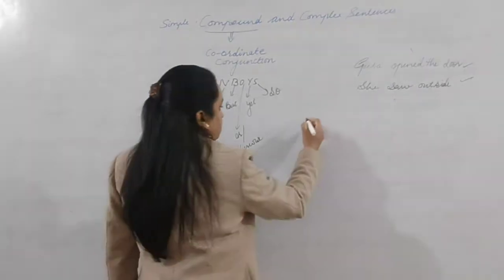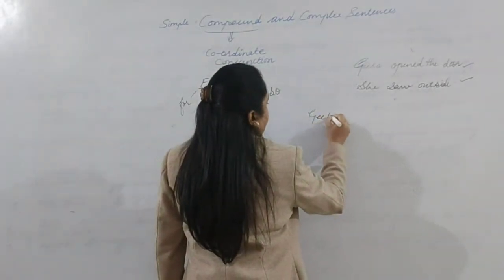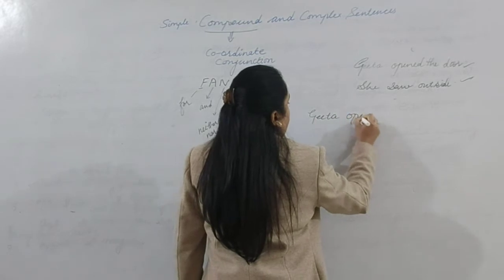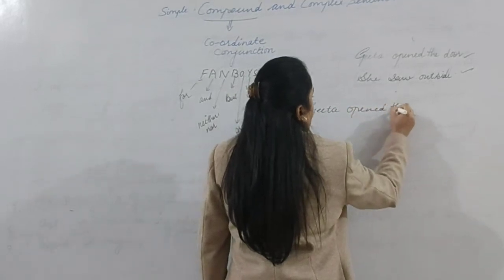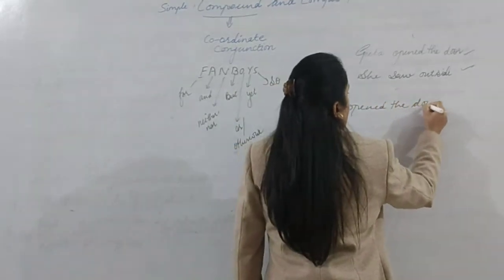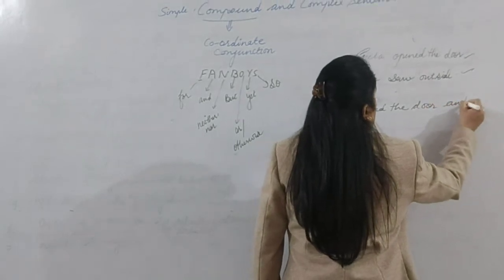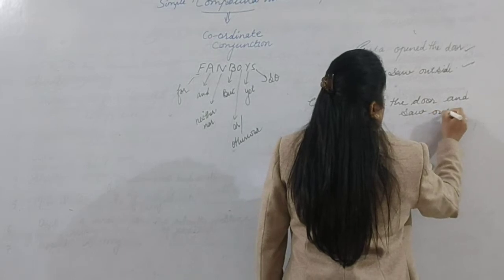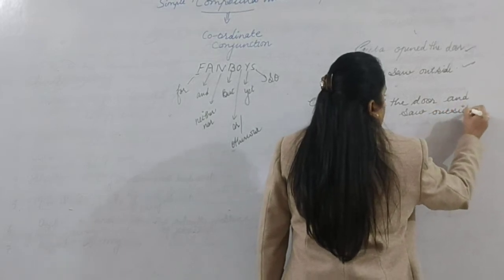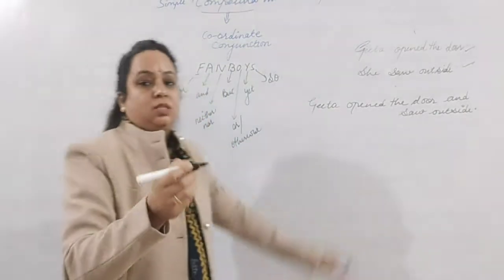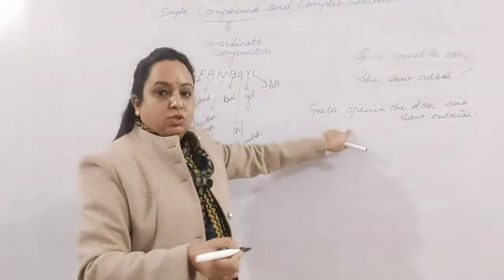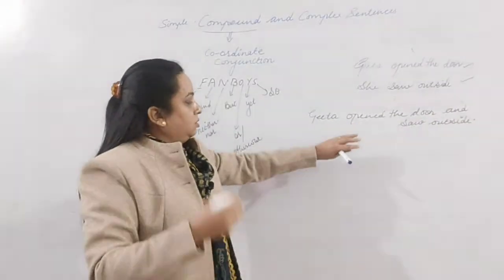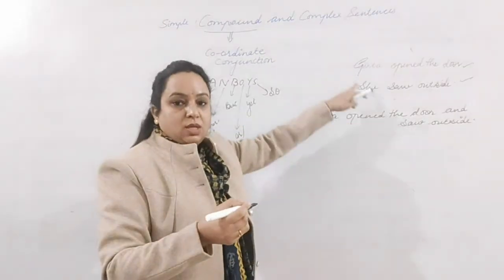So what we will do there: Geeta opened the door and saw outside. So this is a third sentence which we have transformed from these simple sentences.